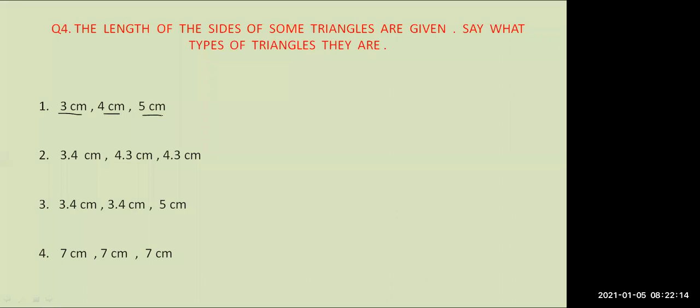So the first question is 3 centimeter. There is a triangle whose sides measure 3 centimeter, 4 centimeter, and 5 centimeter. Can you tell me what type of triangle it will be? Just observe and tell me. You can unmute yourself and talk.